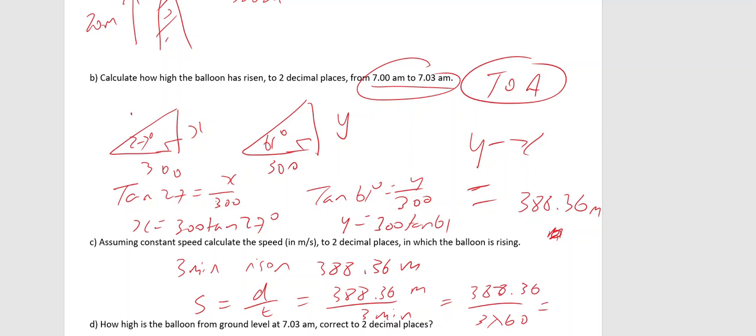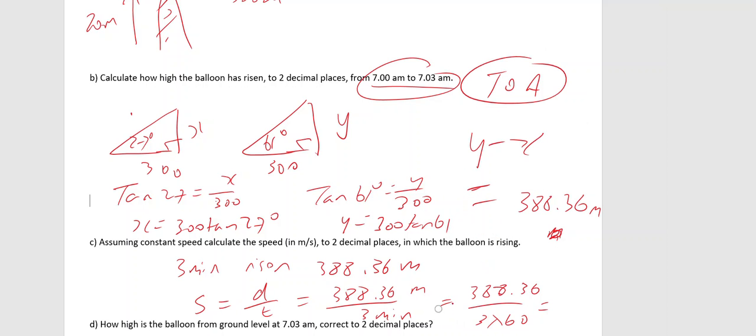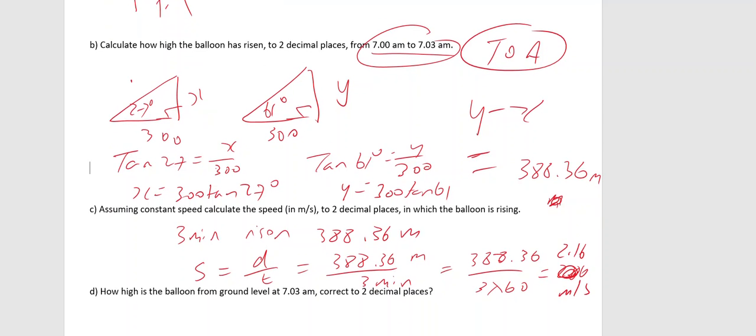So let's work out what that is. We go 388.36. I'm going to actually use the previous answer as a whole. You're going to divide it by 3 times 60. So it's 2 point, to 2 decimal places, 2.16. 2.16 meters per second. Okay, so you've got to be careful with the units.